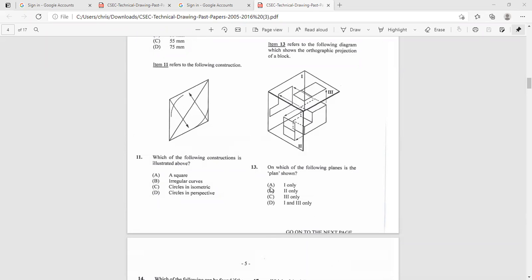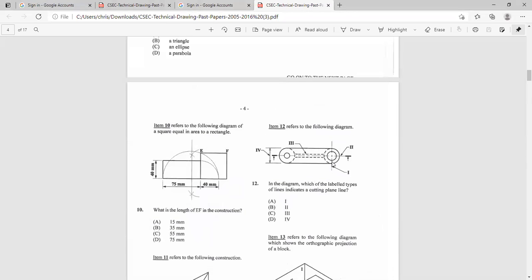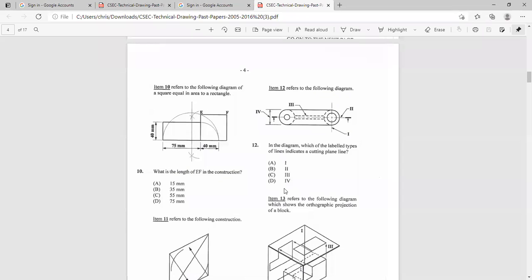So, one only, two only, three only. This is three only, yeah, three only.